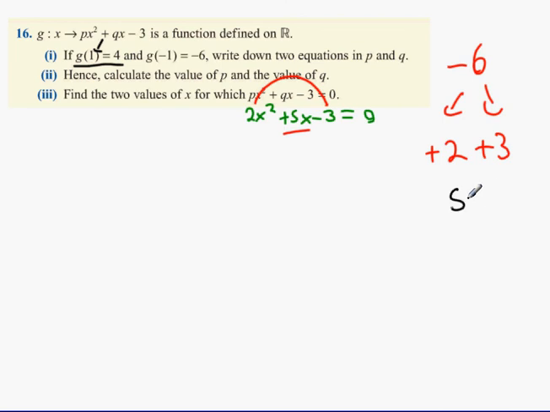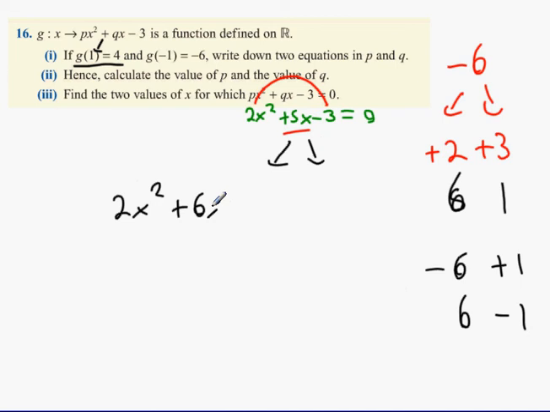Go again with 6 and 1. Now, 6 multiplied by 1 is 6, not minus 6. So one of them has to be minus. Minus 6 plus 1. Now, if you did minus 6 plus 1, what is it? It's minus 5. So you want a plus 5. Minus 1 plus 6. So you're going to go 6 minus 1 instead. Change it. 2x squared plus 6x minus 1x minus 3.